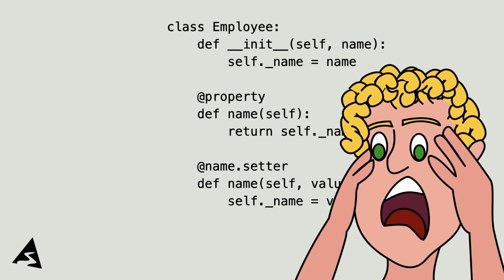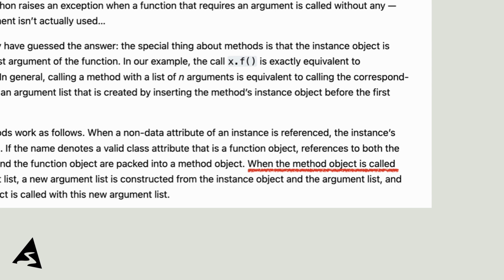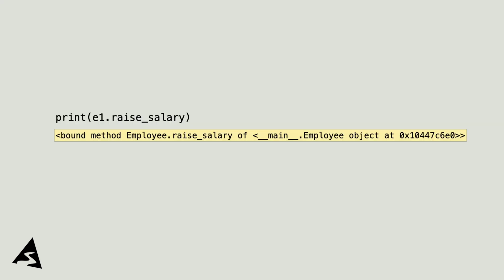Now, there was one thing in the documentation I want to come back to. It says when the method object is called. So who calls it? Well, since the descriptor returned a bound method object that is callable, you do.